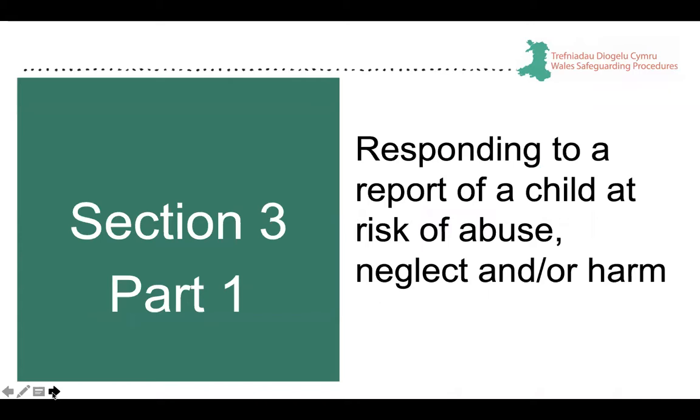Section 3, Part 1 of the Wales Safeguarding Procedures for Children at Risk covers the process and the duties in relation to responding to a report of a child at risk of abuse, neglect, and/or harm.